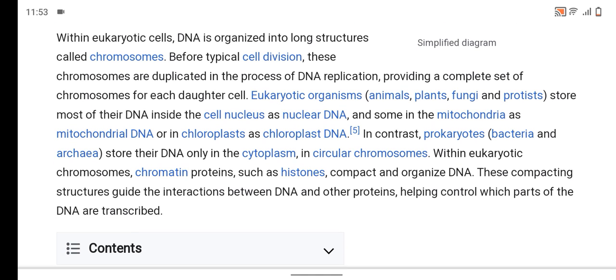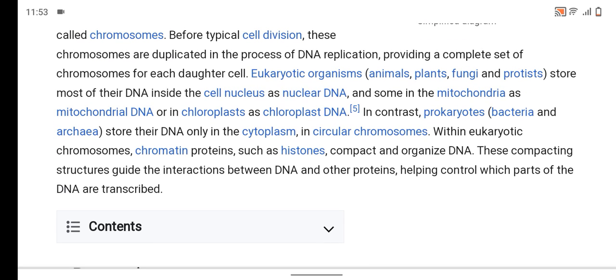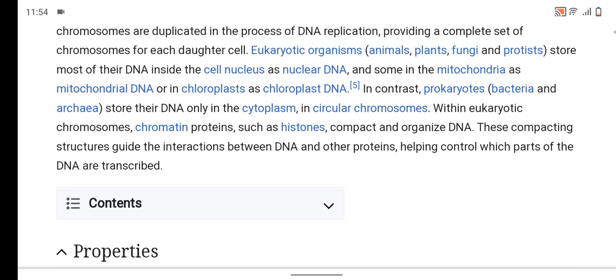store most of their DNA inside the cell nucleus as nuclear DNA, and some in the mitochondria as mitochondrial DNA or in chloroplasts as chloroplast DNA. In contrast, prokaryotes, bacteria and archaea, store their DNA only in the cytoplasm, in circular chromosomes. Within eukaryotic chromosomes, chromatin proteins such as histones compact and organize DNA. These compacting structures guide the interaction between DNA and other proteins, helping control which parts of the DNA are transcribed.